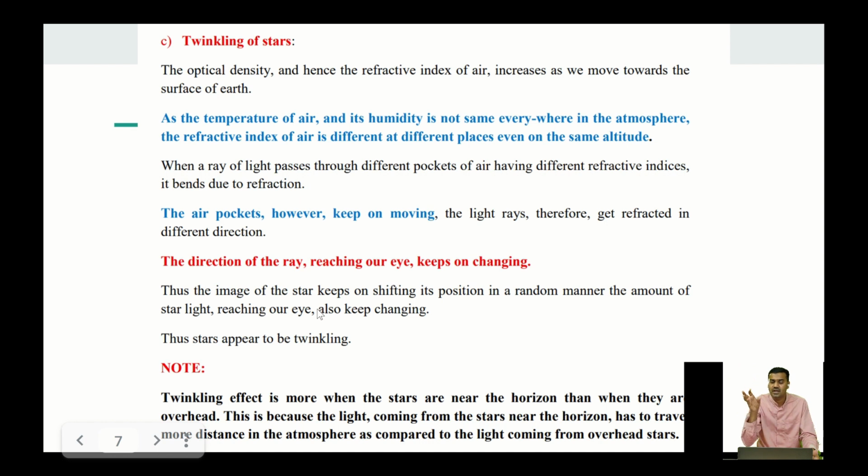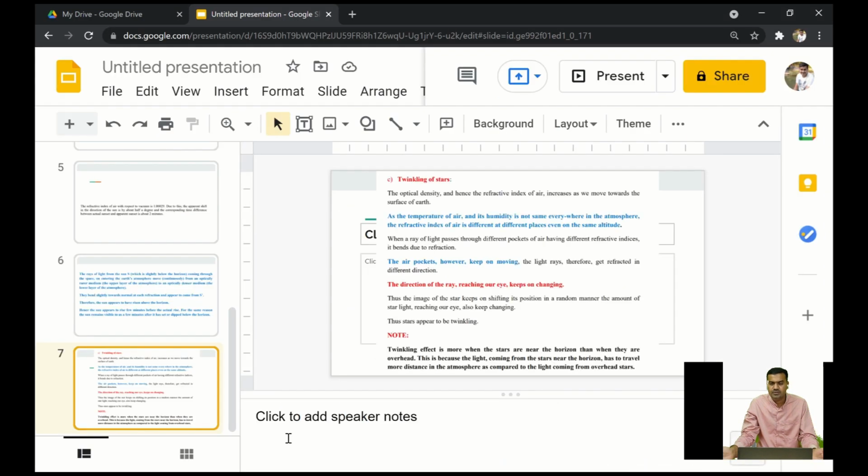Therefore, we think that the stars are twinkling, but it is due to the fluctuation of temperature, the change of the refractive index, and the refraction that is responsible for the twinkling of light. The direction of the ray reaching our eyes keeps on changing.